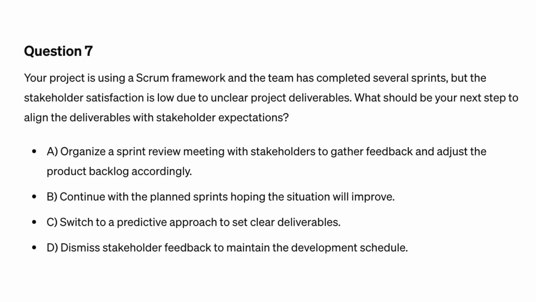Question 7. Your project is using a Scrum framework and the team has completed several sprints, but the stakeholder satisfaction is low due to unclear project deliverables. What should be your next step to align the deliverables with stakeholder expectations? A. Organize a sprint review meeting with stakeholders to gather feedback and adjust the product backlog accordingly. B. Continue with the planned sprints, hoping the situation will improve. C. Switch to a predictive approach to set clear deliverables. D. Dismiss stakeholder feedback to maintain the development schedule.